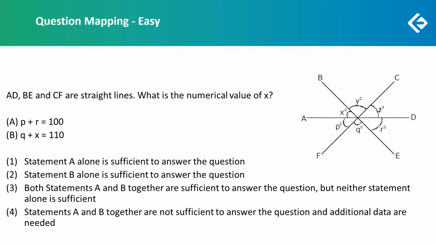Next, we had a question on data sufficiency. We had a question on lines and angles, and we had to find the value of x. We had 2 statements. Statement A said that P plus R is 100. B said that Q plus X is 110. By trying them individually, we could see that we were not able to find the value of X. But by combining them, we could have found the value of X. A very easy question that should definitely have been attempted.